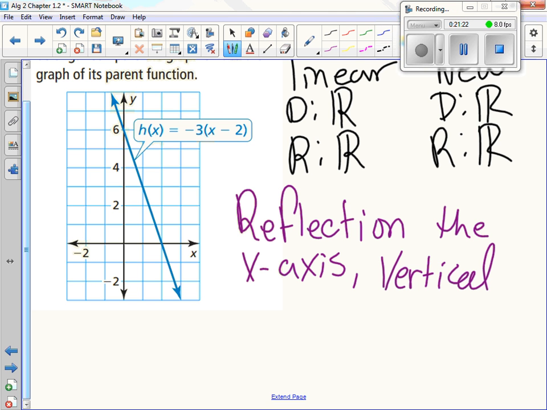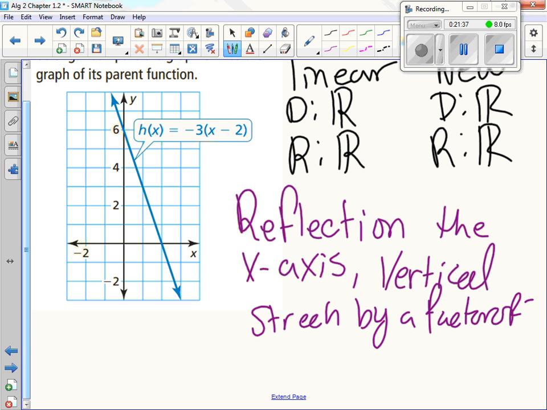It's a stretch. Even though it's negative 3, we don't care about the negative. We just care about the 3. So this is a vertical stretch by a factor of 3. Now we have one last thing.